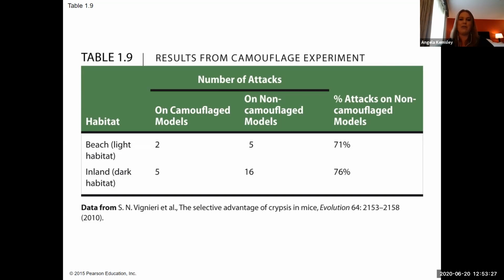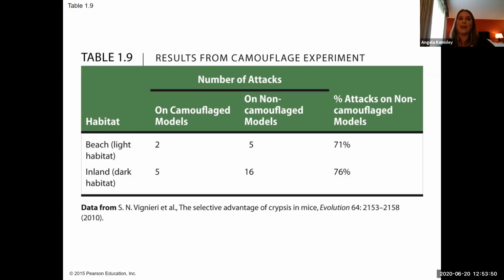So for the beach, that would be the ones with the light coats. So you'll notice this is number of attacks. So you'll notice that the mice that were taken out of their environment and put in the other one, so the brown mice on the sand or the white mice in the inland area, actually had a higher level of predation.